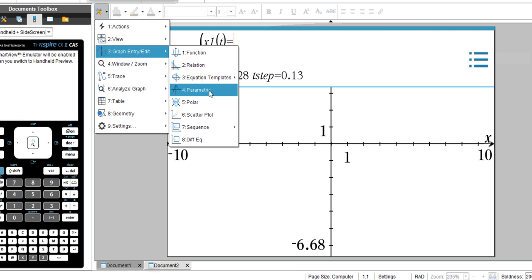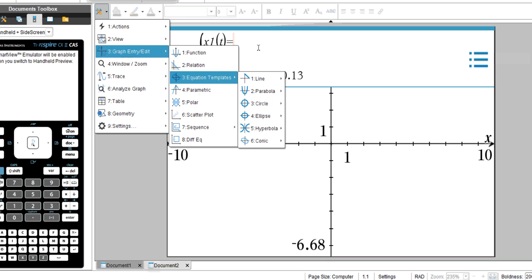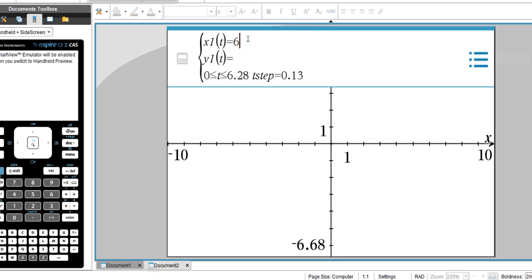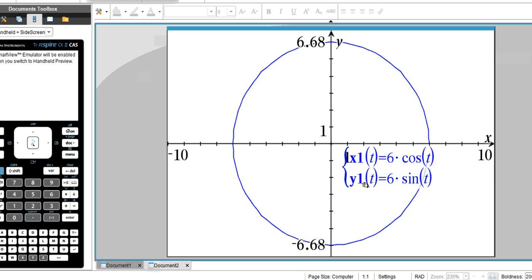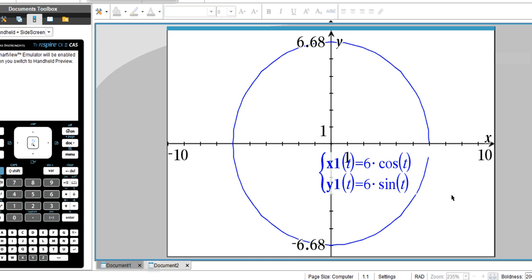I set it to parametric mode, and when you set it to parametric mode and you hit the y equals, you can enter parametric equations. Probably have to put a time sign there. And sure enough, this appears to be a circle centered at the origin of radius 6.